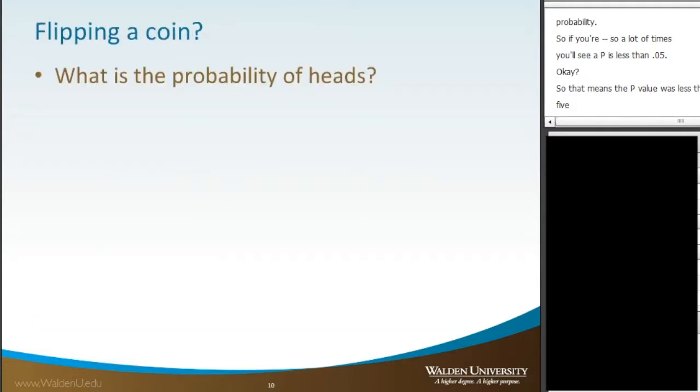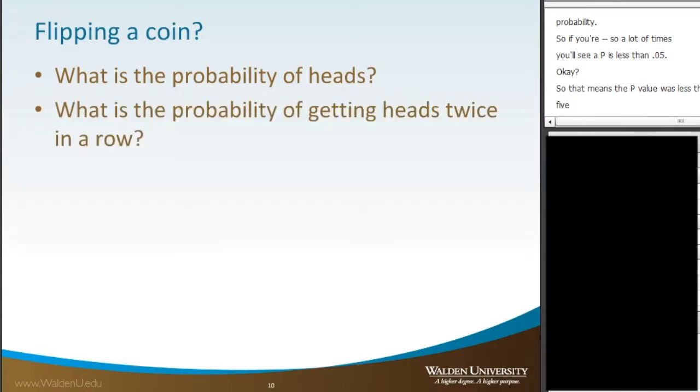If you have a two-sided coin and you flip it, what is the probability of heads? Go ahead and answer that in your chat. And I'm doing this to make sure everybody's still listening. Yep, 0.5, 50%. Good. All correct answers. What's the probability of getting heads twice in a row? I'm tricking some of you, aren't I? Let's see what this is.